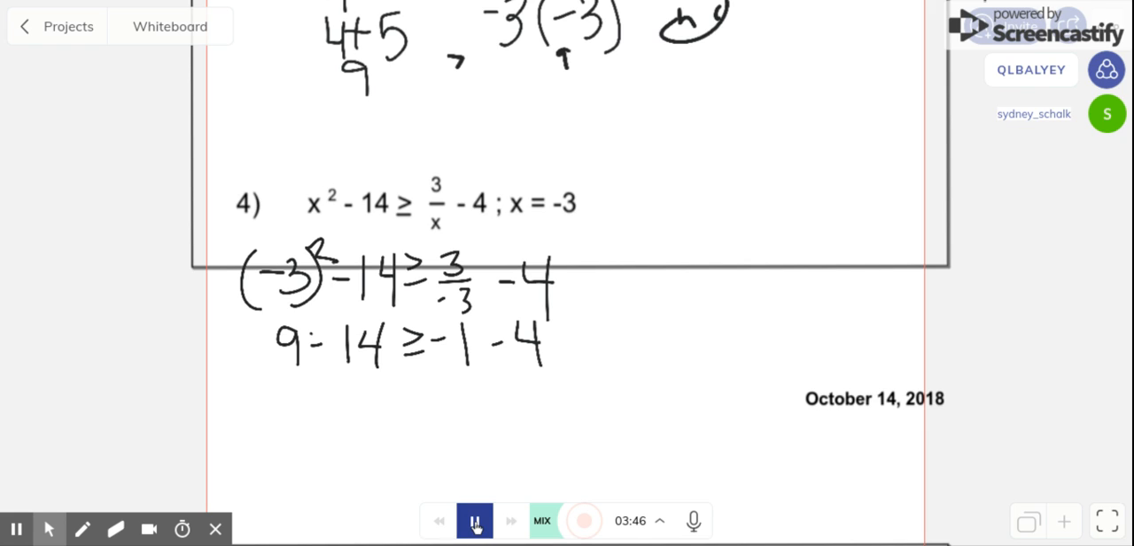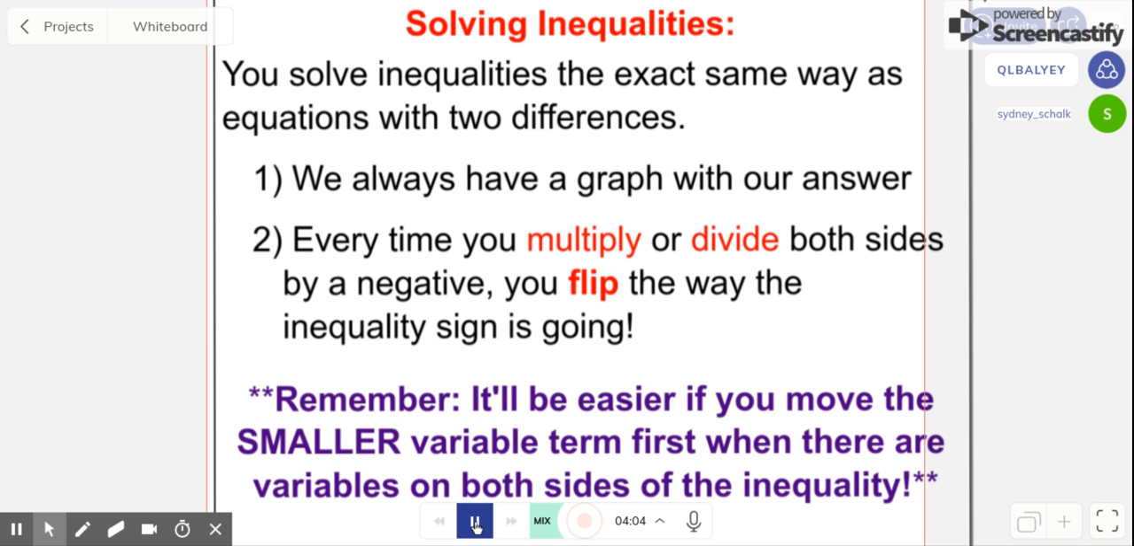Well, 9 minus 14, or 9 plus negative 14, is negative 5, is greater than or equal to negative 1 minus 4, negative 1 plus negative 4, negative 5. Well, since it's not just greater than, it's greater than or equal to, this is true, and it is a solution to the inequality. We solve inequalities just as we do equations, with 2 differences. We always graph our answer, and every time we multiply or divide both sides by a negative, we have to flip the way the inequality sign is going.